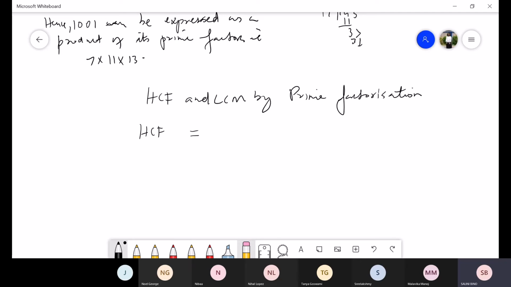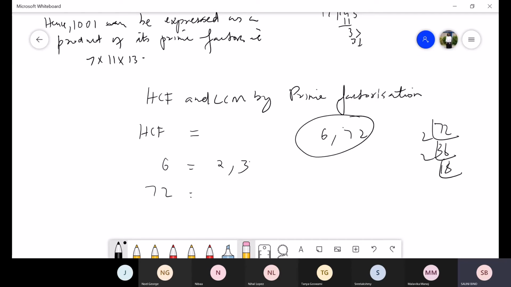So for HCF, suppose for example, you are given 6 and 72. How will you find the HCF? You will write all the prime factors of 6, so we'll write 2 into 3. Then for 72, we will prime factorize: 72 is 2 into 36, and so on, and we write it as 2 cubed and 3 squared.